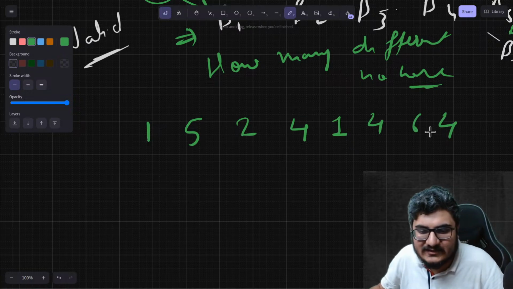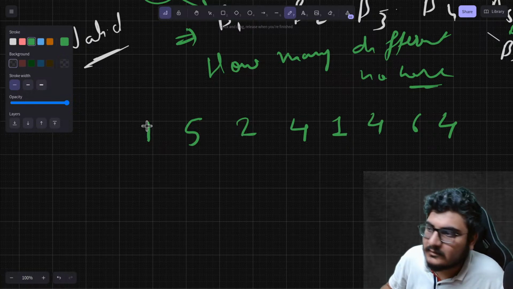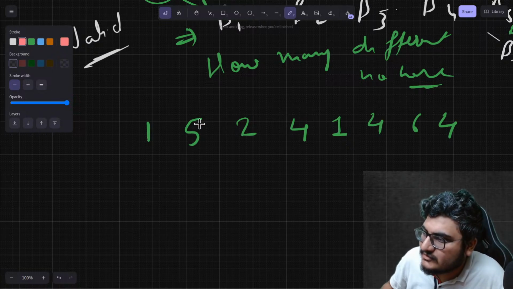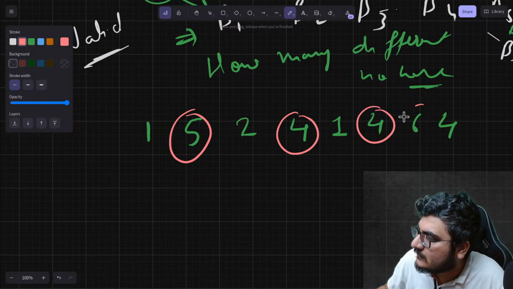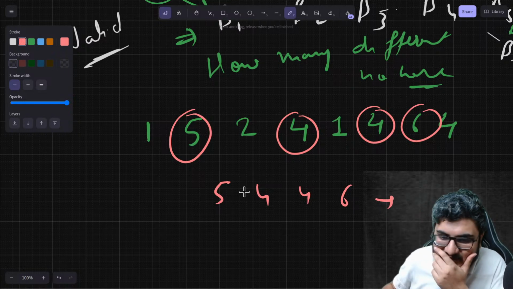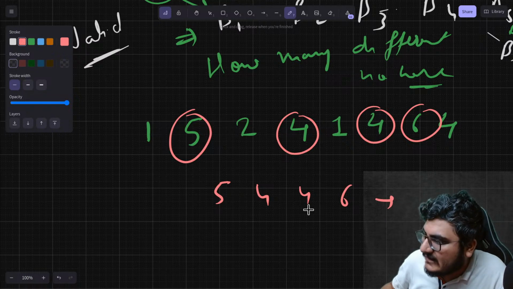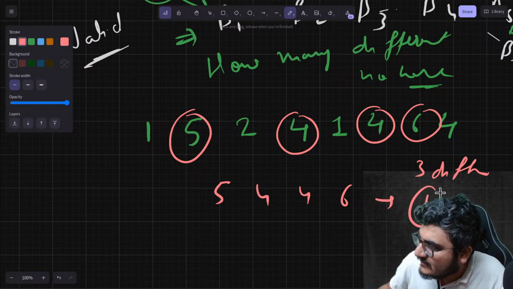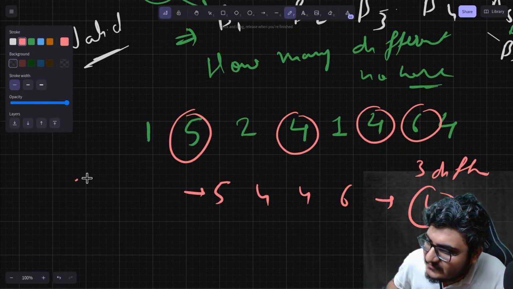Now let's look at some different sequences. Let's pick some random numbers from here to see, let's choose this as one of the sequences: 5, 4, 4, 6. The total number of different elements you can see is 3, and the total length is 4. Because 3 does not divide 4, this is an invalid sequence.